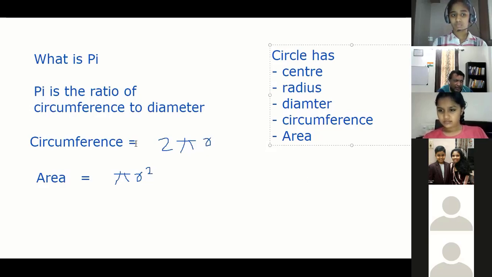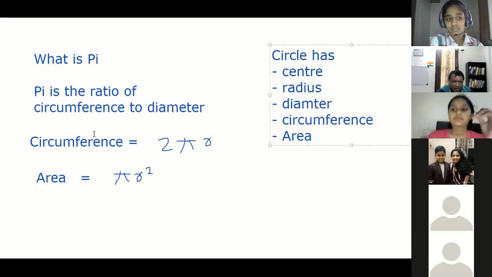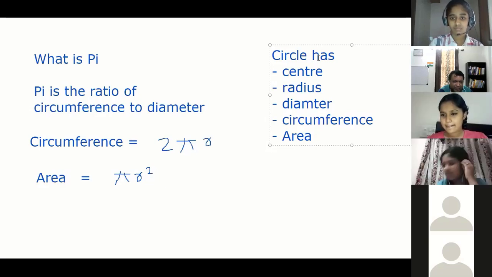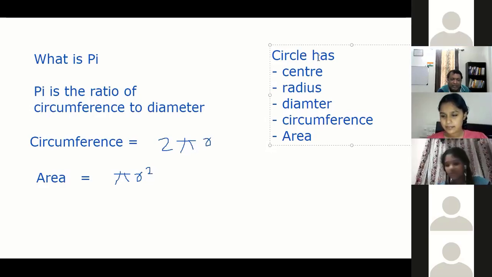Okay, so it's like this. If you have any circular object in your hand, show me. Anything. A bindi, a coin, a bangle, a dish at home, all are circular objects, right? Suppose this is a circular object from the front. If you start measuring from here to here, the length of this boundary is known as the circumference. Getting it?